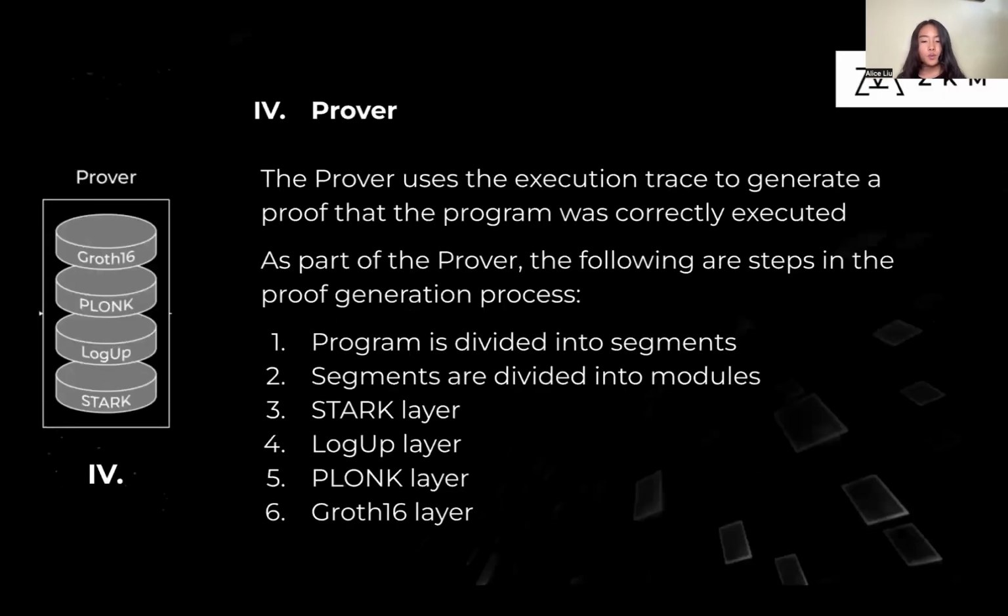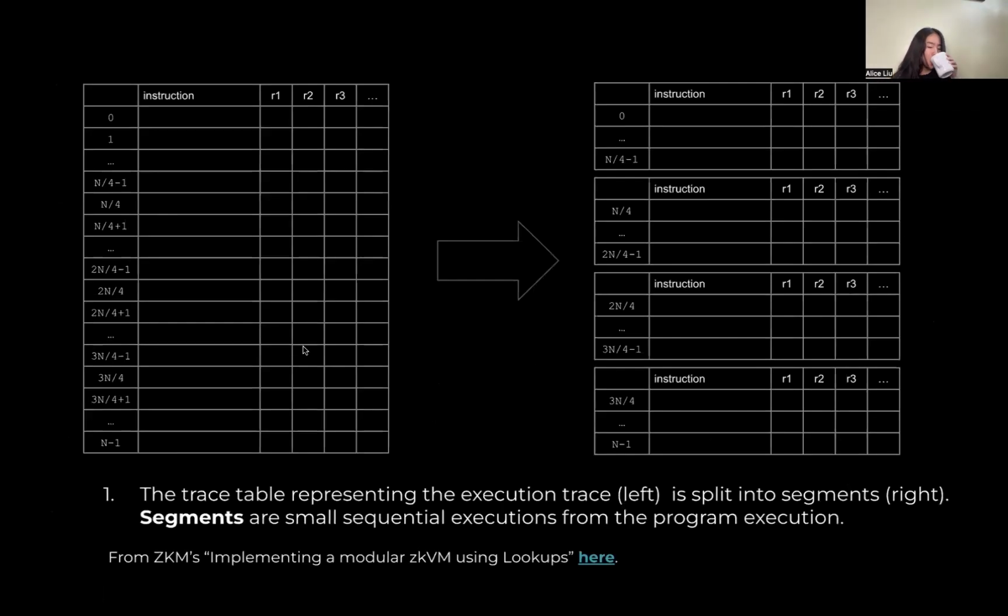Then the prover will take that generated execution trace, check that the program was executed correctly, and then generate a proof for that correct program execution. There are 4 main proof layers involved in this process: Stark, Logup, which is a form of Stark, Long, and then Groth16. We'll briefly go into the functions of each one.